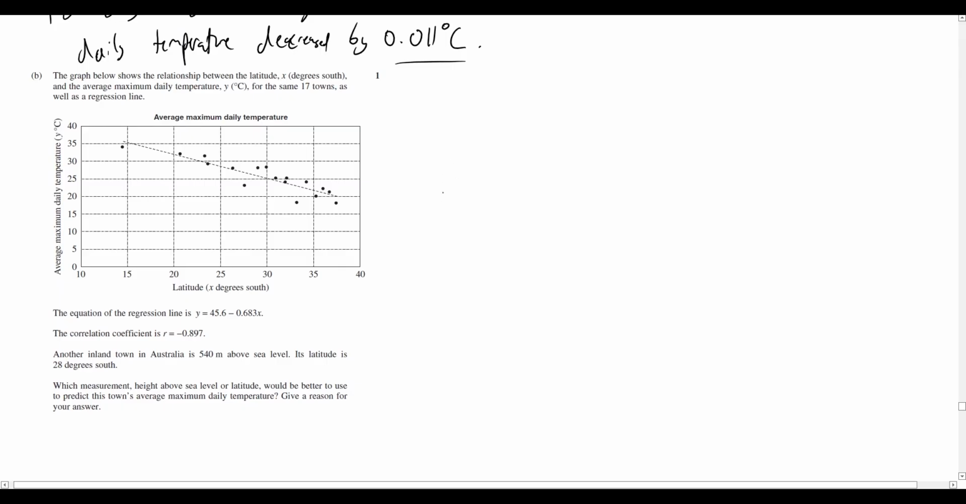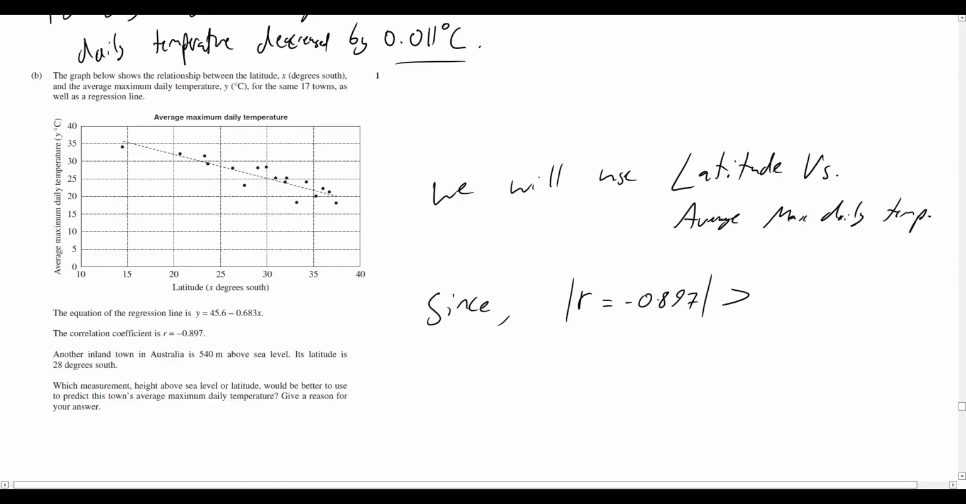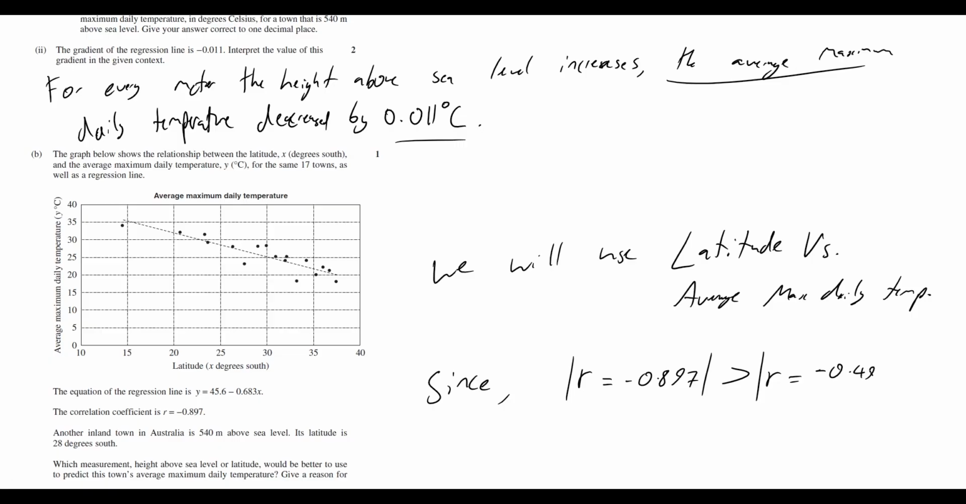So what we can say now is that we will use latitude versus average max daily temp. And what we can say there is that since the absolute value of this Pearson's correlation coefficient, so we'll say R, which is R equals minus 0.897, is going to be greater than the absolute value of the Pearson's correlation coefficient for the height above sea level graph, which was R equals minus 0.494. And there we are. Don't forget to conclude with your absolute values there.